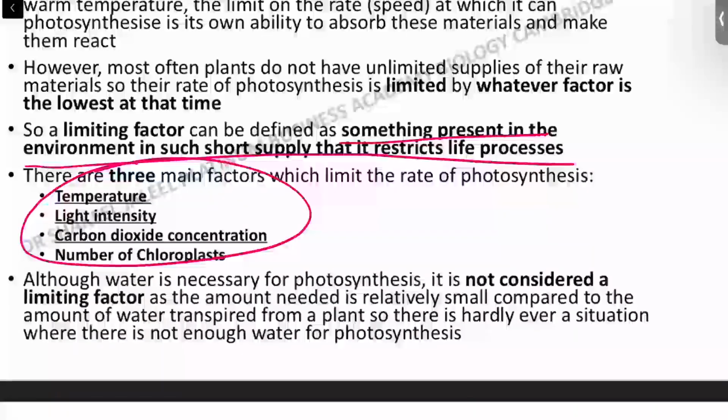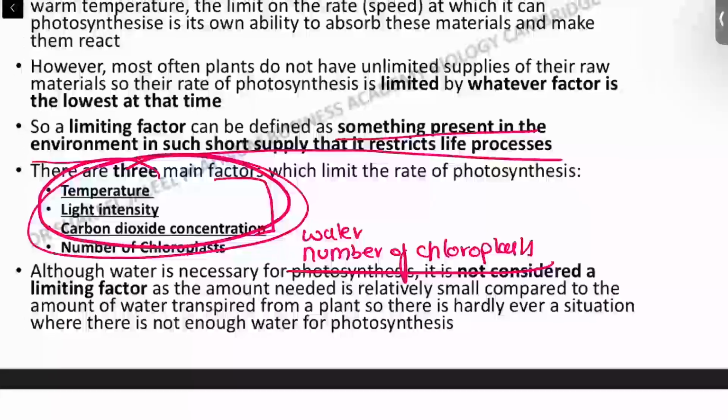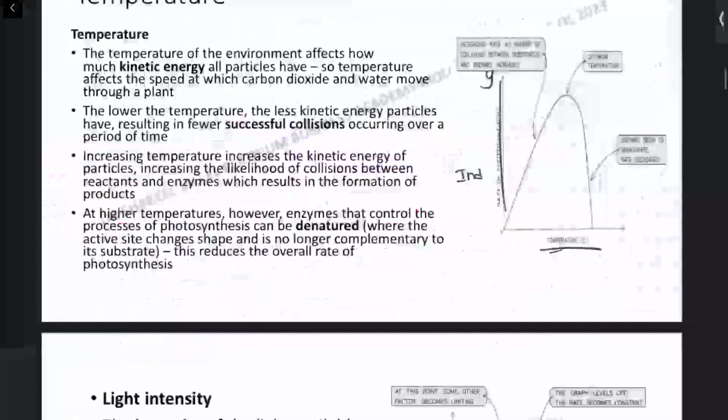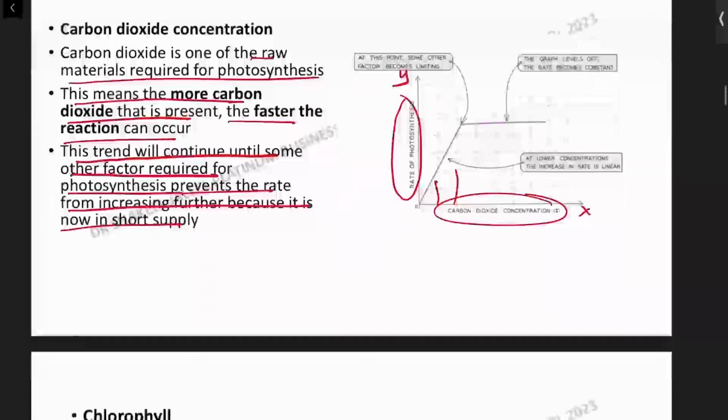But I've told you when I was teaching you this lesson, if you're writing a list, mention these three first, then you can write water, and then you can write number of chloroplasts. Number of chloroplasts will be last in your list. The three most important factors are those: carbon dioxide concentration, light intensity, and temperature. Right? So go and read these curves, the effects, what is a limiting factor, all of that. Make sure you cover it.